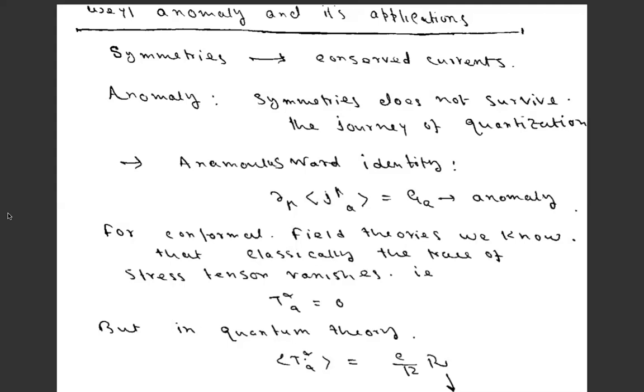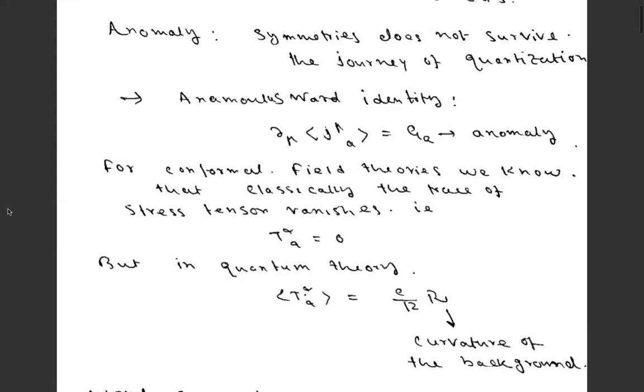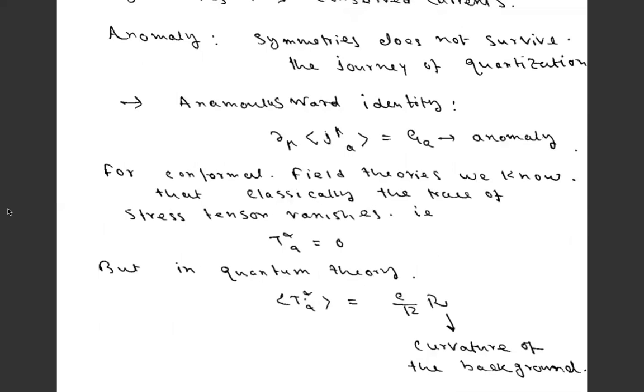Now we are going to show that when we are dealing with quantum theories, this T^alpha_alpha equal to 0 no longer vanishes when the theory lives on a curved background. So you have to couple the theory to a curved space-time. When the theory lives on a curved background, it can be shown that T^alpha_alpha is equal to c/12 times R, where R is the curvature of the background.